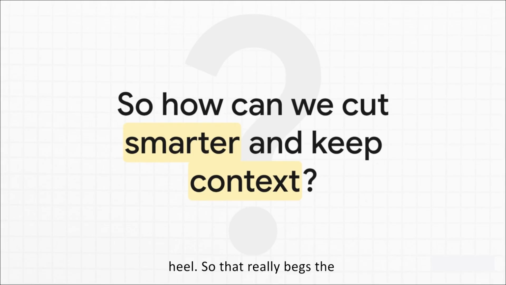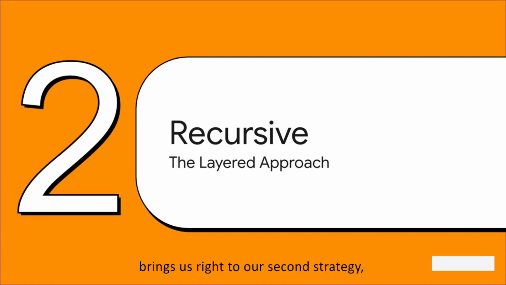So that really begs the question, right? How can we make a smarter cut? How do we break down all this text while actually keeping the original ideas and their context intact? Well, that brings us right to our second strategy, which takes a much more clever, layered approach.